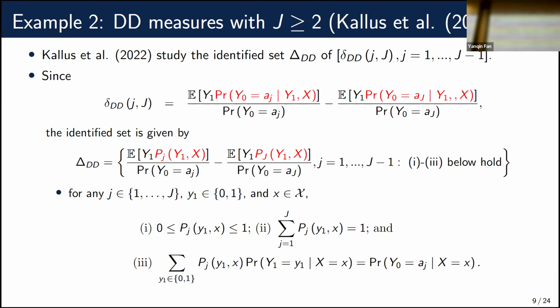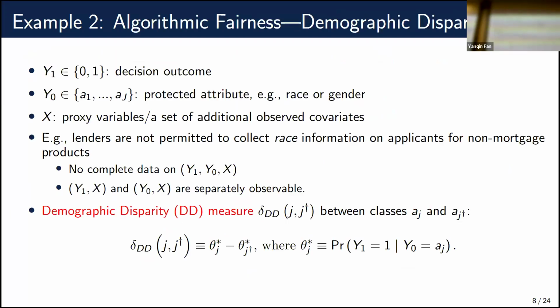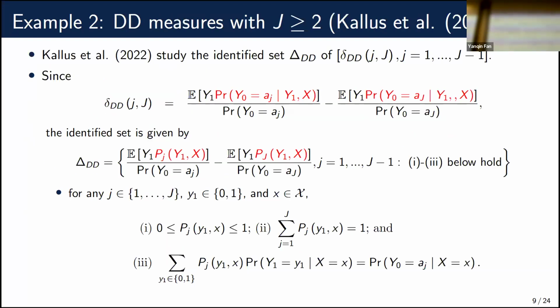Okay. Now remember I showed you this is the definition. So you can just simply write it in terms of joint probability and then marginal probability, and then apply the law of iterative expectations. It's all very basic, very simple. Then you can write any DD measure in this form: the difference between two conditional probabilities, now written in terms of expectation.